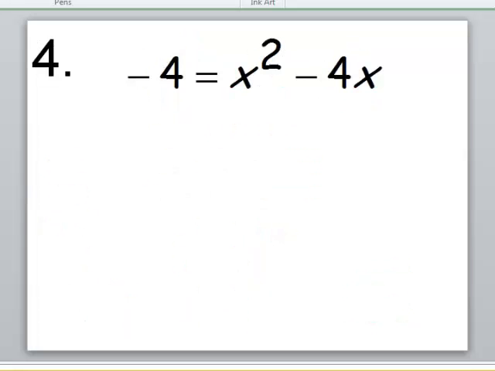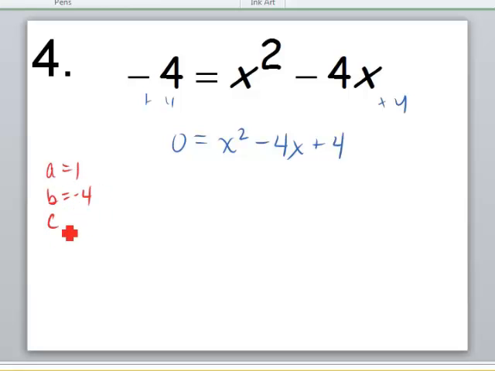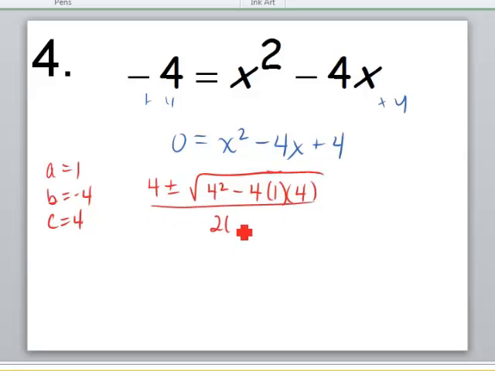My next example here, I always want to keep my x squared positive, so I'm going to actually move my 4 to this side. So this answer now says 0 equals x squared minus 4x plus 4. This is factorable, and I totally would factor it if I wasn't practicing the quadratic formula. So my a is 1. My b is negative 4, and my c is 4. So I'm going to start thinking about what the formula says. It says negative b, so that would be 4, plus or minus b squared, which is 4 squared, minus 4 times a, which is 1, and c is 4, all over 2 times a.